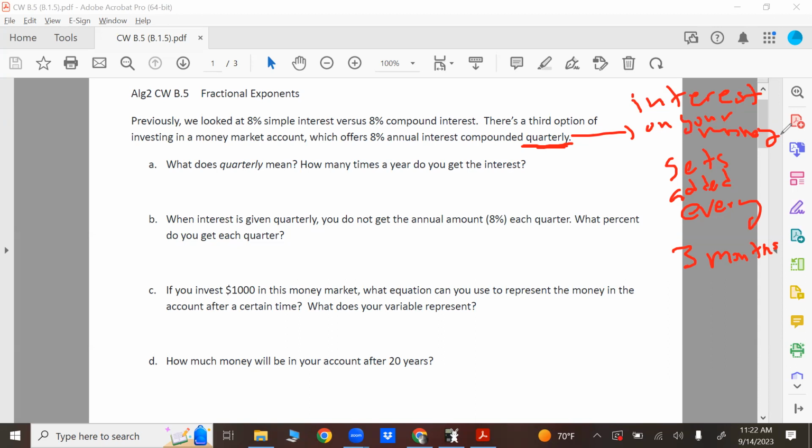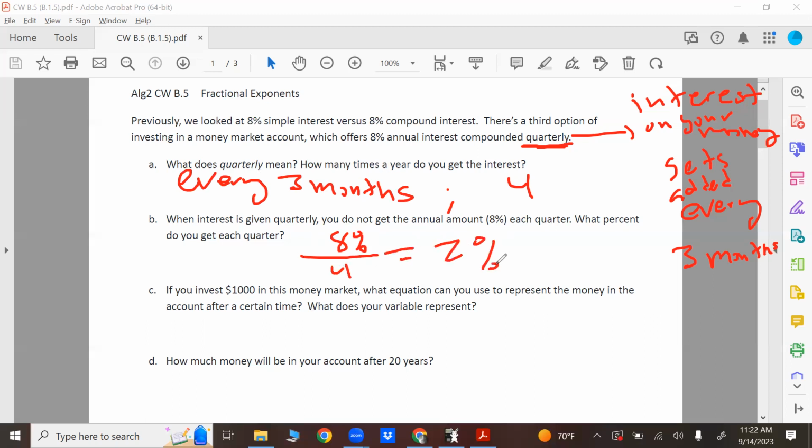So every 3 months we're going to be adding money to the account. What does quarterly mean? It means every 3 months. How many times a year? Well, 4, because a quarter is one of 4. So that should be pretty straightforward. When interest is given quarterly, you do not get the annual amount of 8% each quarter. Instead, you get 8% divided by 4, so it's 2%. You take that 8% and divide by 4, so you're chopping it up 4 ways.